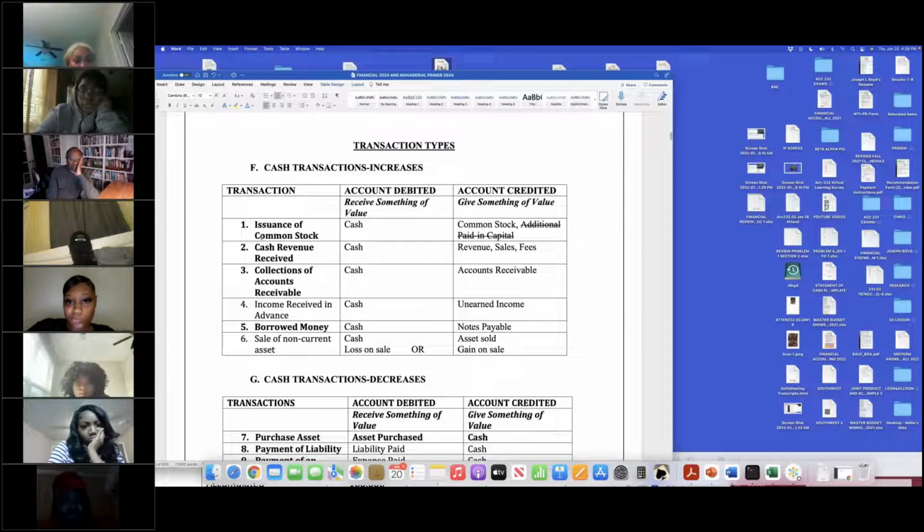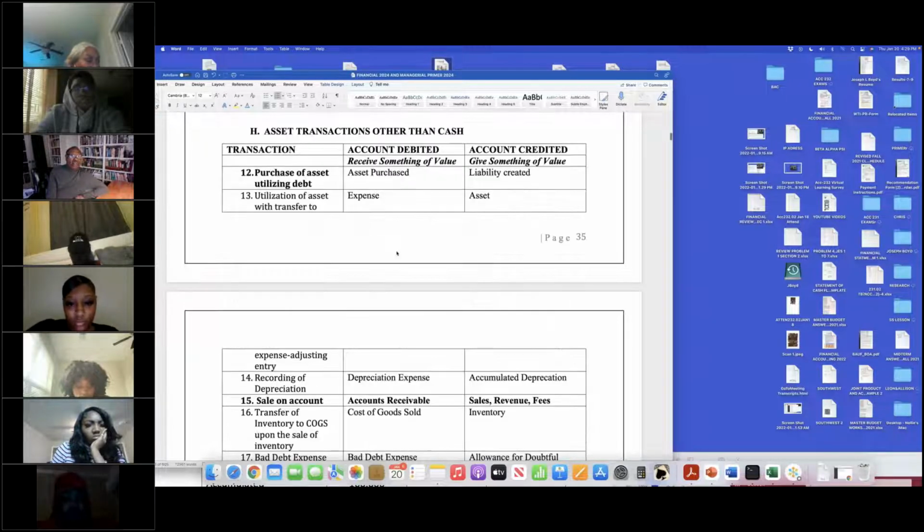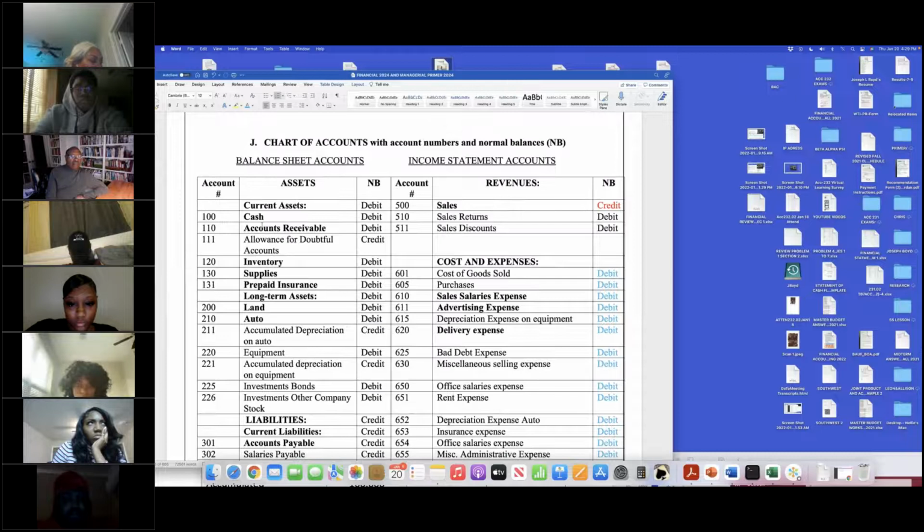Type 1. So when we have a type 1, what does it tell us to debit? Debit the cash. What does it tell us to credit? Common stock. So you see how the chart is telling us what the debit and credit are. Now we have to go in here and get some exact account numbers. What's the account number for cash? 100. Common stock? 400.